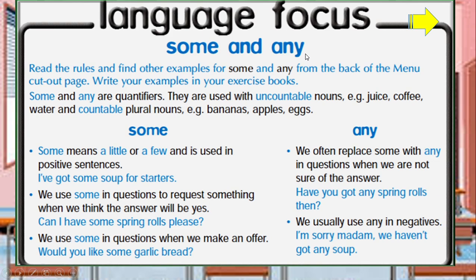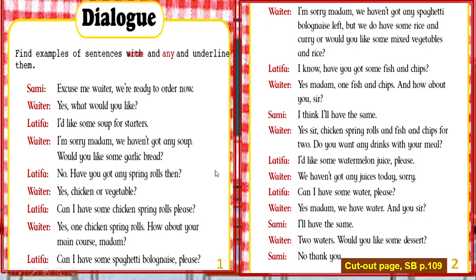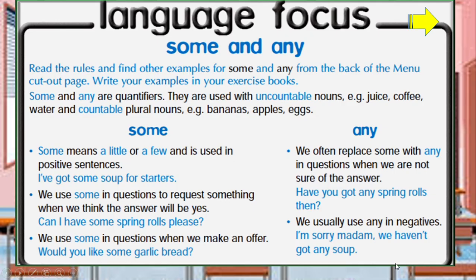Some and any. Read the rules and find other examples for some and any from the back of the menu cut-out page. Write your examples in your exercise book. We have to study the rules here, students, and then we have to find some examples of some and any from this dialogue we have here, cut-out page, as you can see.